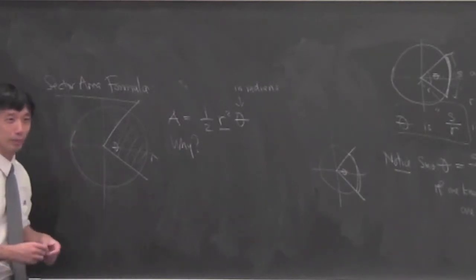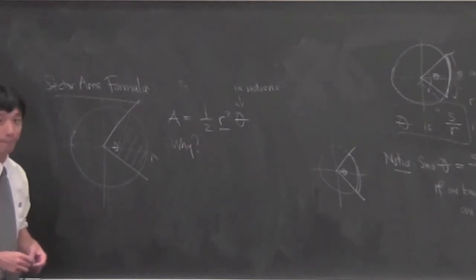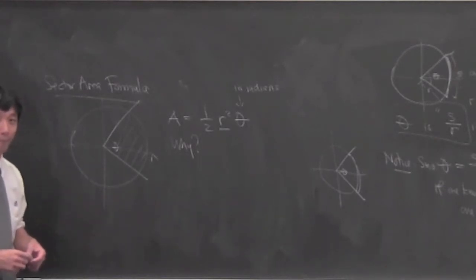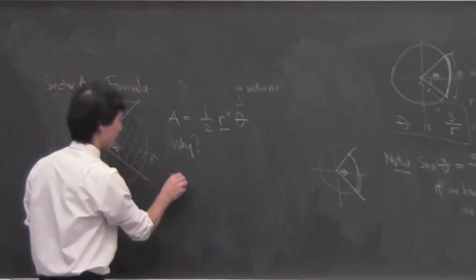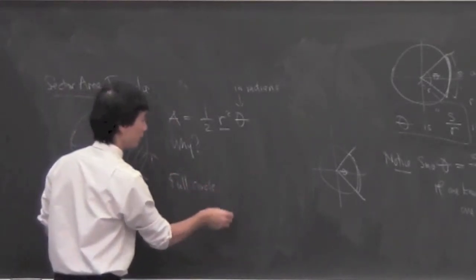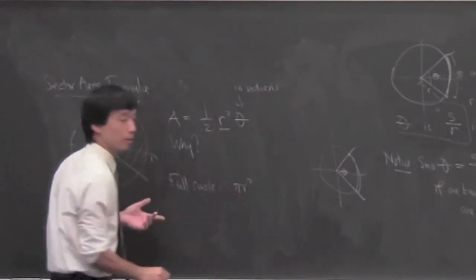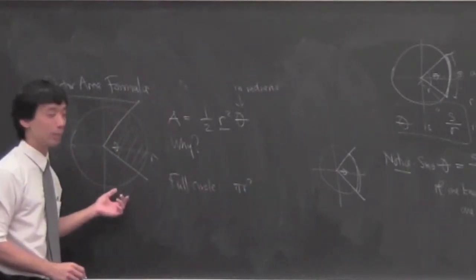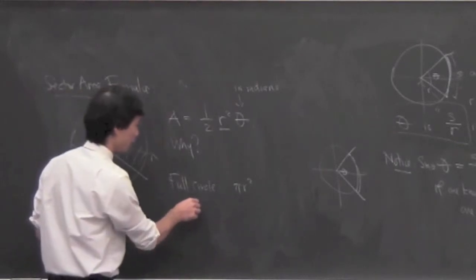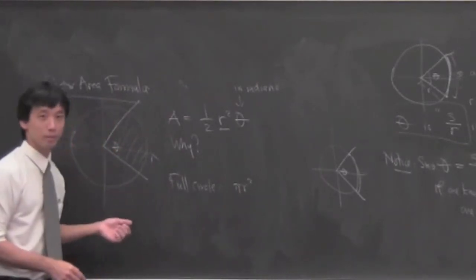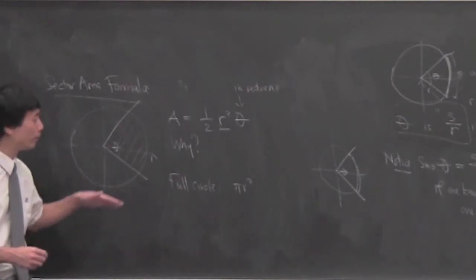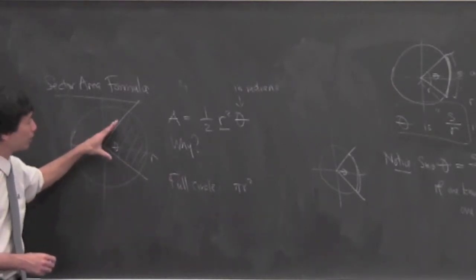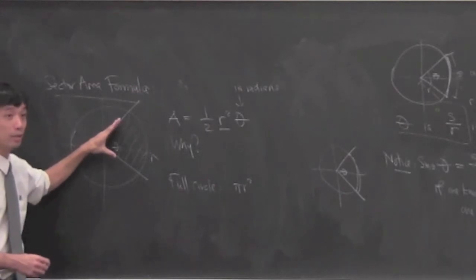What's the area of the circle? Like the full circle. It's going to be pi r squared. The full circle is pi r squared. We know that our angle is just theta. It's not the full circle, it's actually just theta.